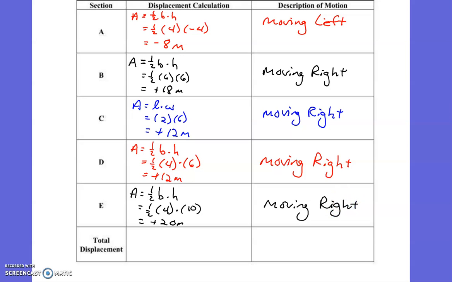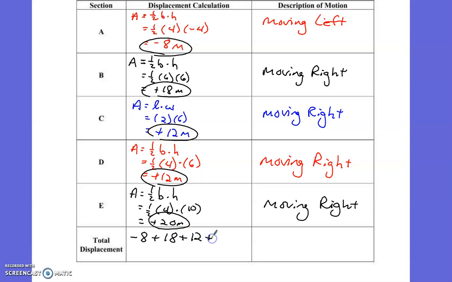Now we want to get the total displacement. So to get the total displacement, I'm going to take all my numbers and add them together. So I have a negative 8. I'm going to add to it 18. Add to that 12. Add to that another 12. And add to that a 20. Again, we must have the negative in there if there's a negative. If I add them all together, I get a positive 54 meters.